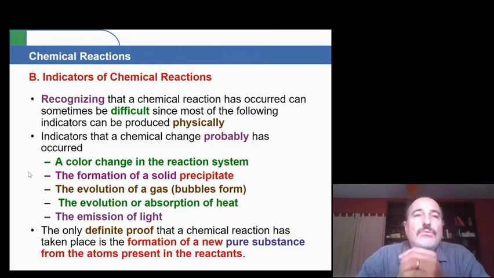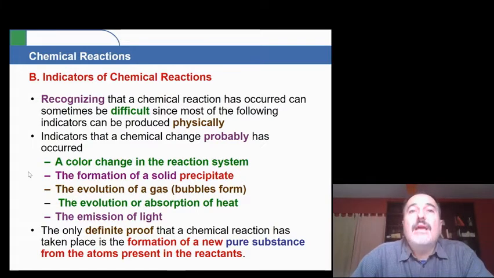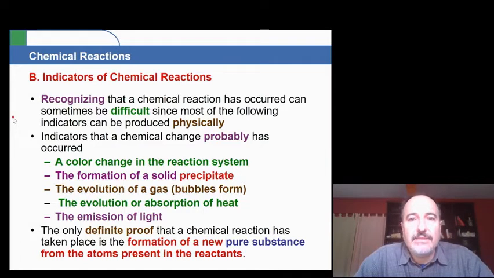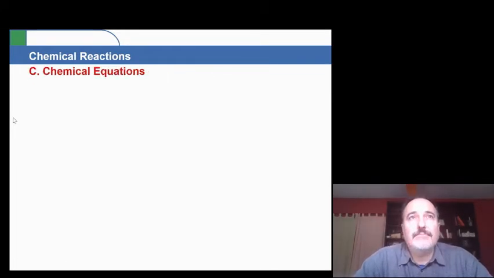And therefore, the only definite proof that a chemical reaction has in fact taken place is the formation of a new pure substance from the atoms present in the reactants. So you have to test it and see if you end up with something new. It's the only 100% surefire way.